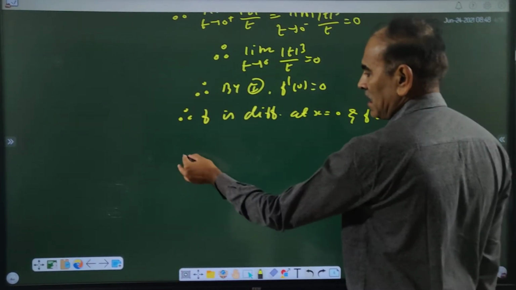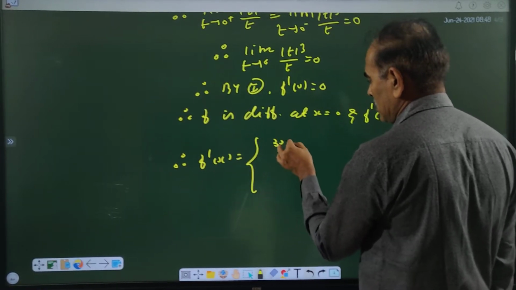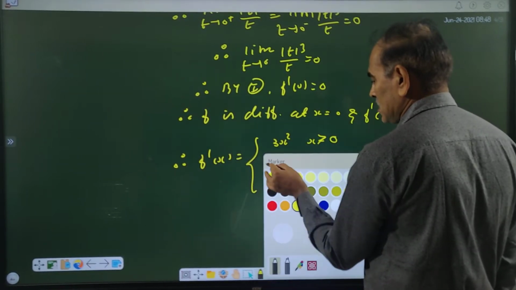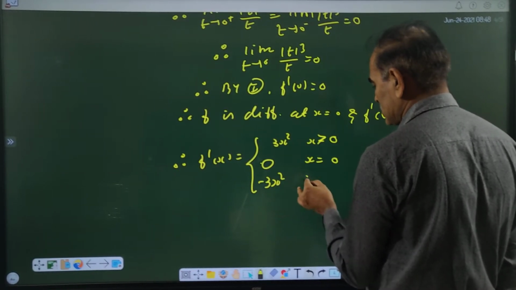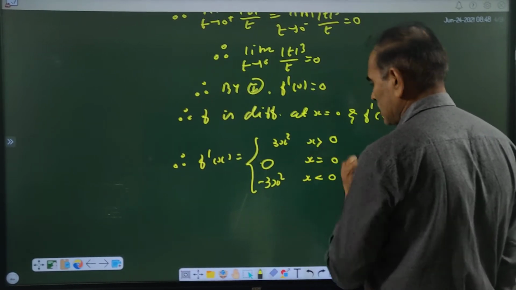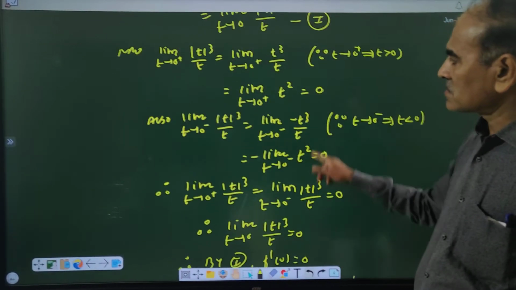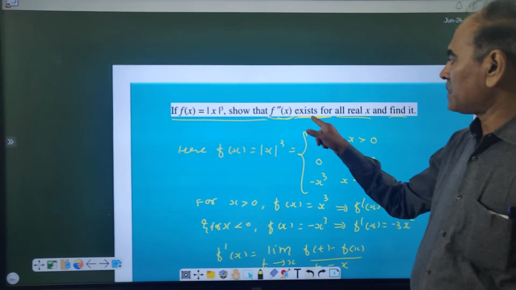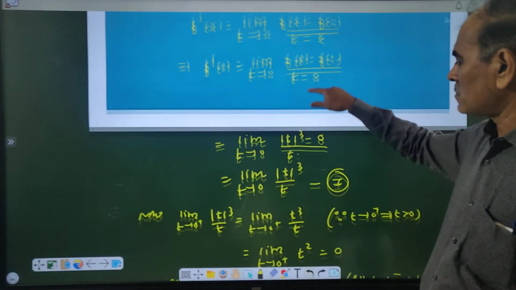So we can write f dash x is equal to 3x square for x greater than 0, 0 for x equal to 0, minus 3x square for x less than 0. Okay? Yes. What we want? We don't only want f dash x, we want that f double dash exists, and find it. Now same process we have to repeat for f dash x.